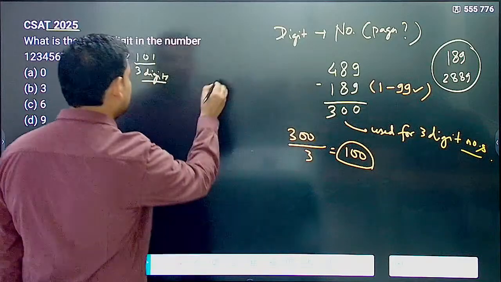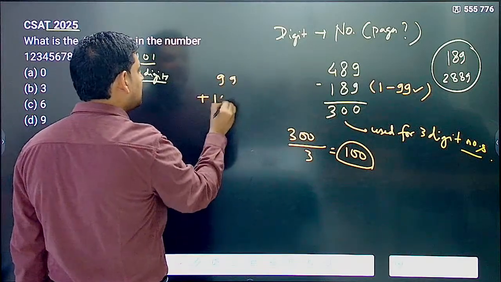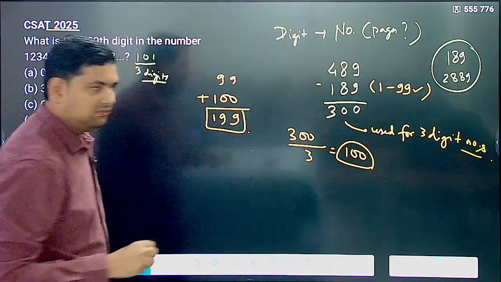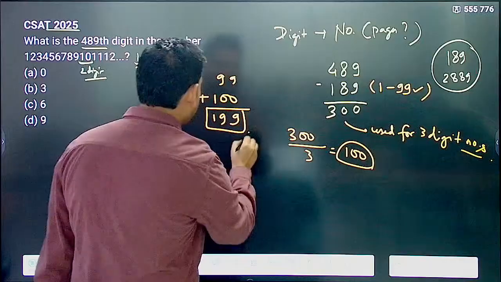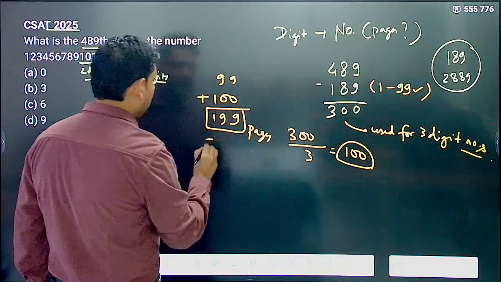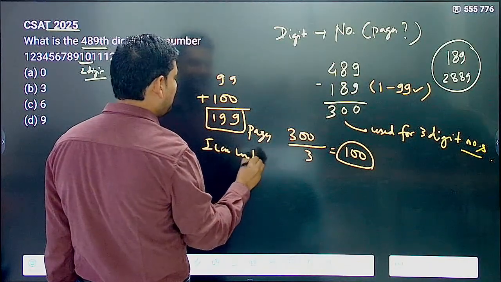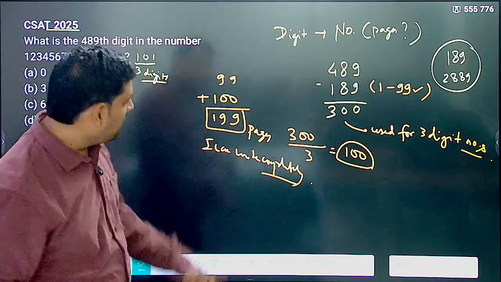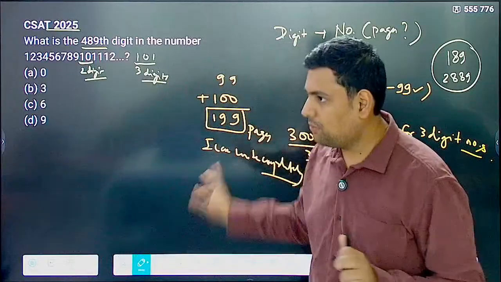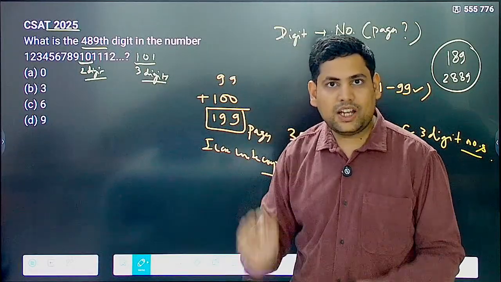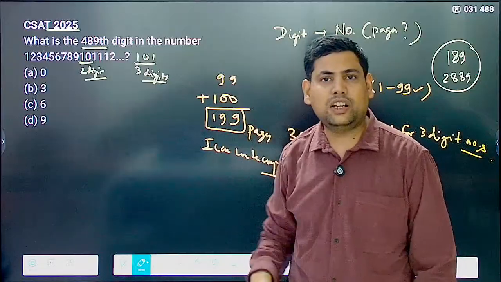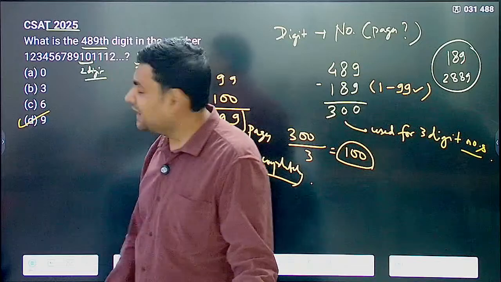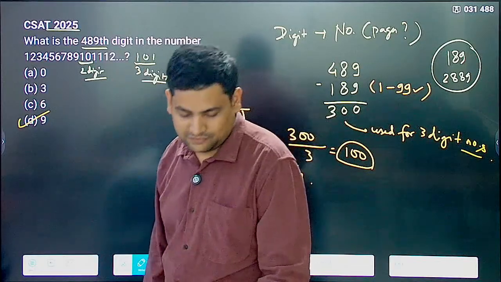So that means this becomes 99 plus 100. What I get? 199. That means 199 pages I can write completely. Now if I can write completely 199 pages, what will be the last digit that I type? If the book is of 199 pages, I type 199 and my work is done. What is the last digit I typed? 9. So the answer becomes, the 489th digit is 9.